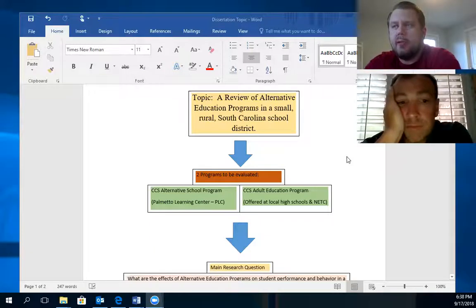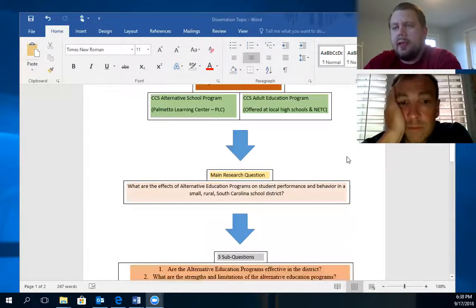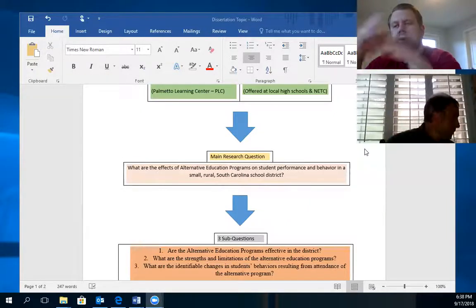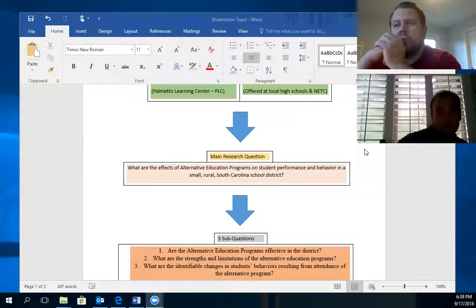All right, and so what I am doing is taking those two programs because they fit under the umbrella of alternative education program, of course, for a non-traditional setting, and I've framed my research question as: what are the effects of alternative education programs on student performance and behavior in a small rural South Carolina school district? Now, I proposed this initially to Dr. Goodwin, who approved and wanted me to look at a broader scope of it, not just PLC, but at adult ed as well. And therefore, that's why I'm doing the two programs combined.